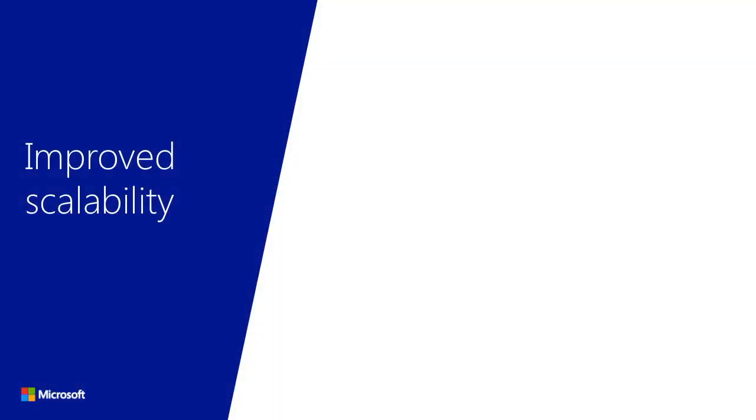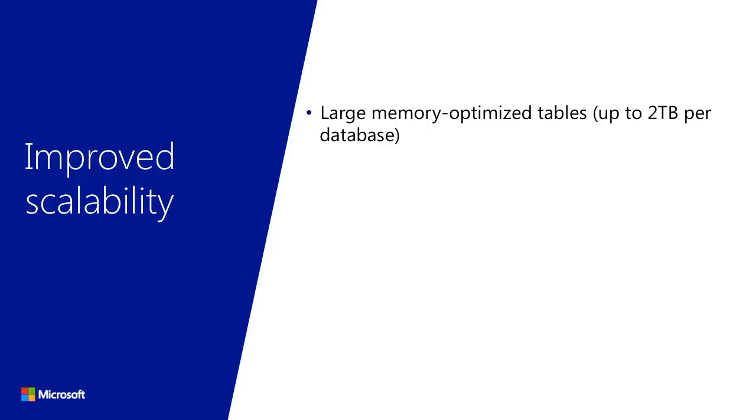So first off, we increased the size of the databases. Previously, you could have at most 256 gigabytes of data in a single database in your memory-optimized tables. We bumped that limit to 2 terabytes, which will really fit most of the current OLTP databases. And then we made further tweaks, further improvements to the overall scalability of the system.